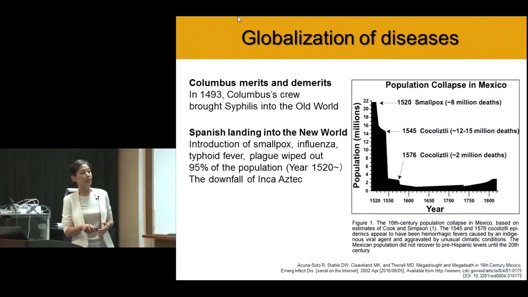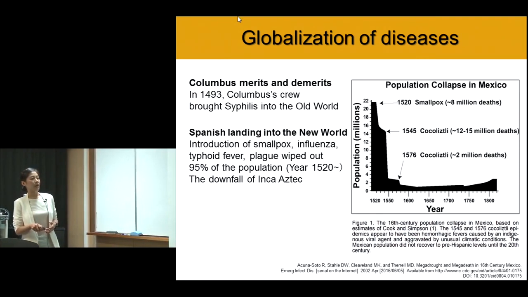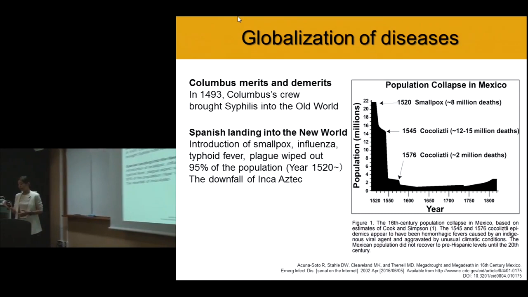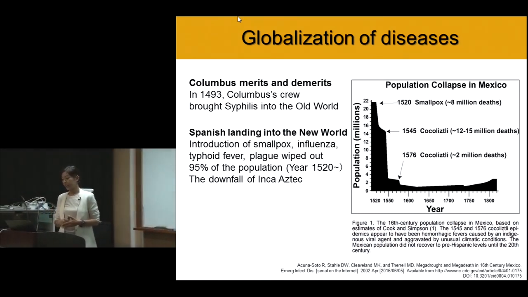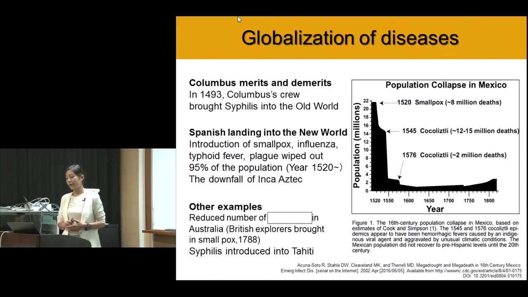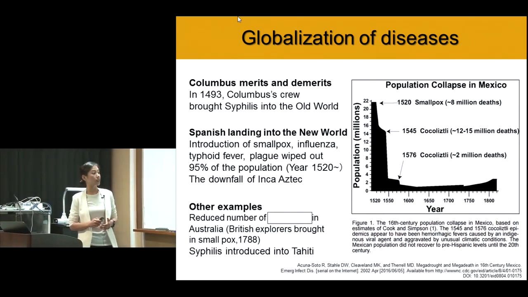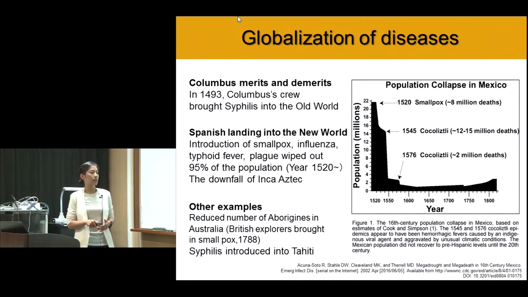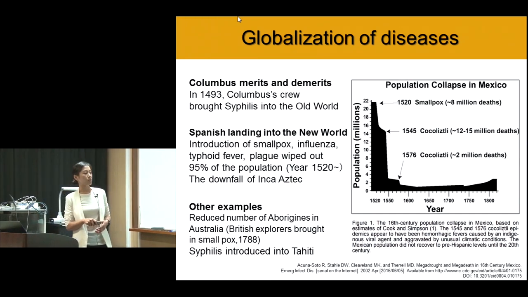And as we can see here, written in the label, the Mexican population did not recover to prehistoric levels until the 20th century. Other examples include the reduced number of Aborigines in Australia when British explorers brought in smallpox in 1788, and also when syphilis was introduced into Tahiti.